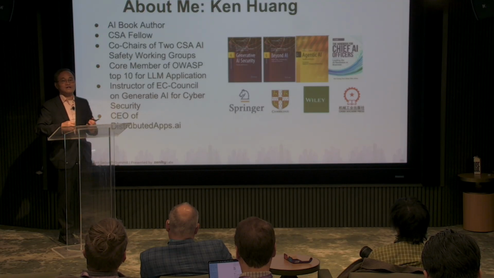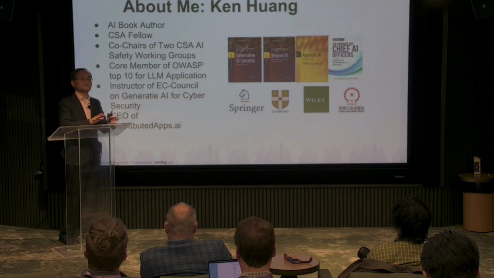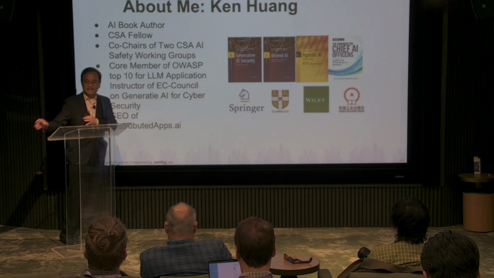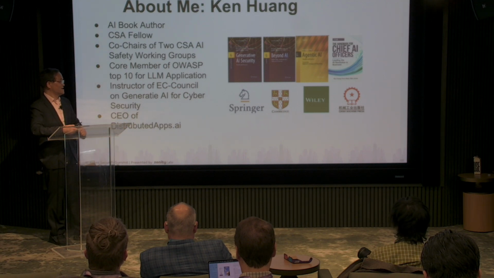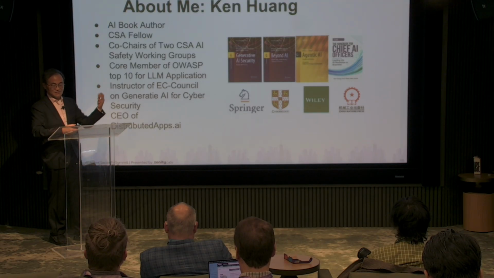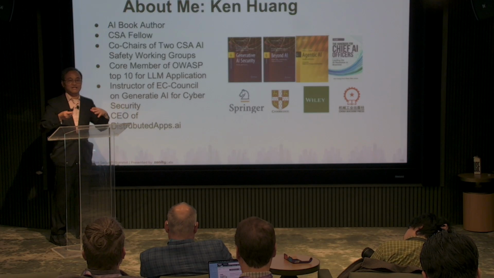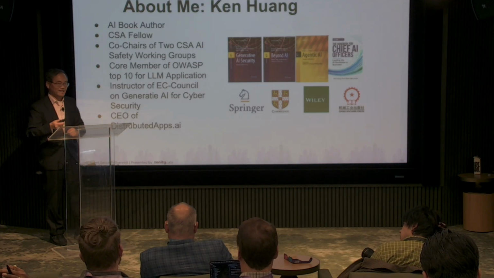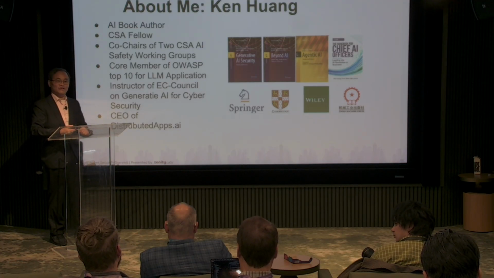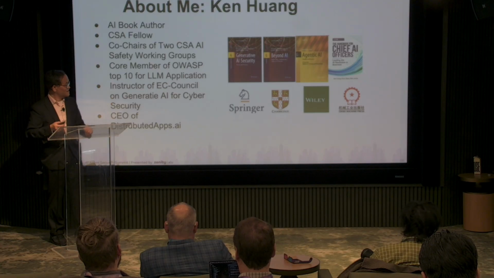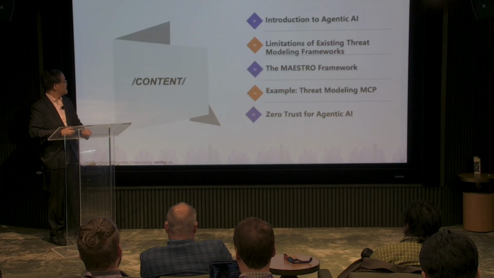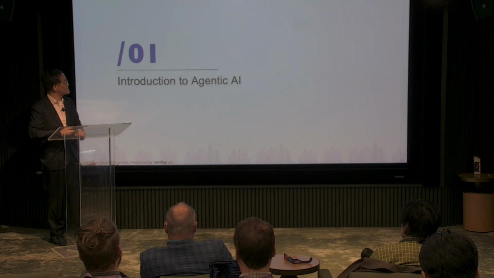We also work more concretely on red teaming and threat modeling. We have a joint effort between CSA and OWASP on the Agentic AI red teaming guide. Hopefully one day it will be published. With that, these five things I will talk about.